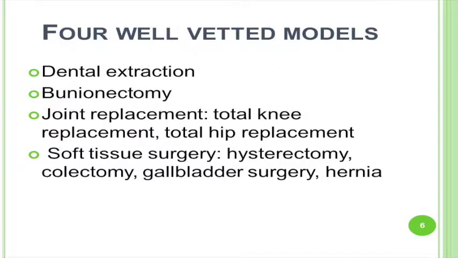And if you decide that that mindset is correct, then you really have four main choices, which are dental extraction, bunionectomy, joint replacement, either knees or hips, and soft tissue surgery as the fourth. These models all have their strengths and weaknesses, but if you choose one of these four well-vetted models, you will at least be able to look back at past studies that have been done in these models to understand the key methodological principles.